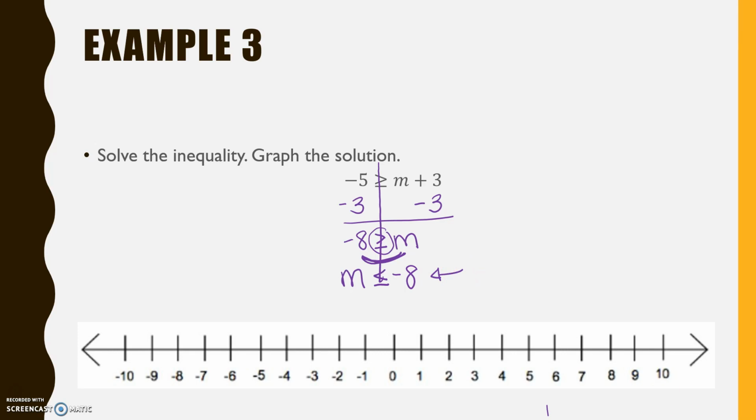So we're going to have a circle at negative 8, and I'm going to fill it in because it's got the equal to underneath it. And then I want values that are less than. So I'm going to shade less than and make it obvious. If you have questions, stop and ask each other.